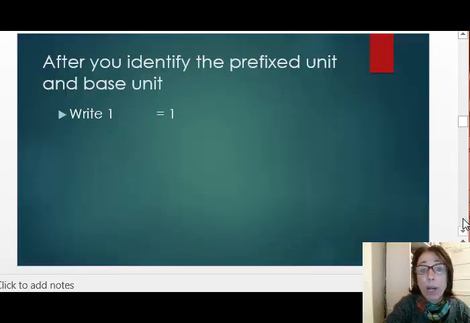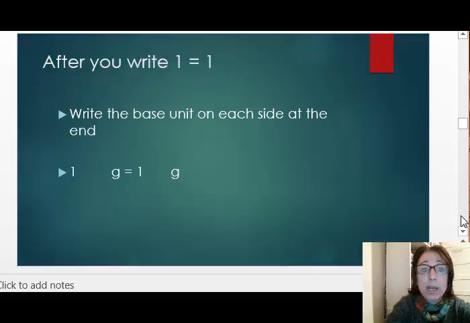Now we can begin writing our equality. To start, we always write 1 equals 1. On the left-hand side, we leave some room after the number 1. Next, we write the base unit on each side. The base unit will be the last thing on each side of the equal sign, so leave room between the number 1 and the base unit.